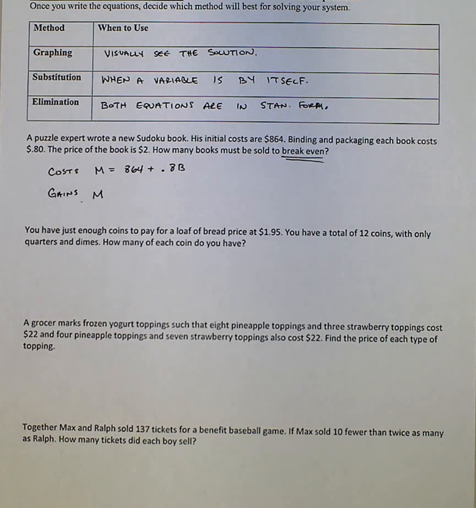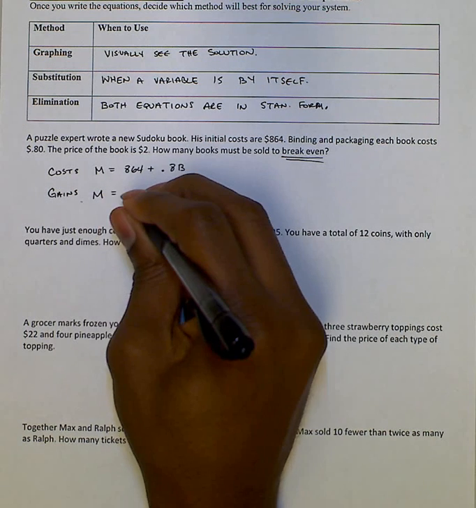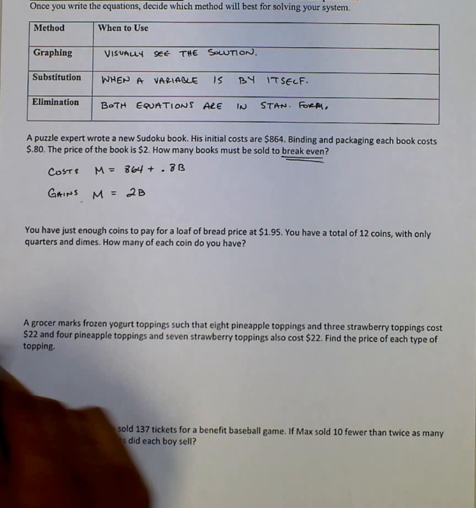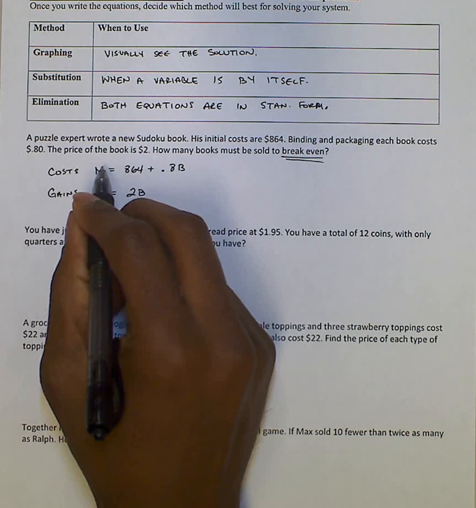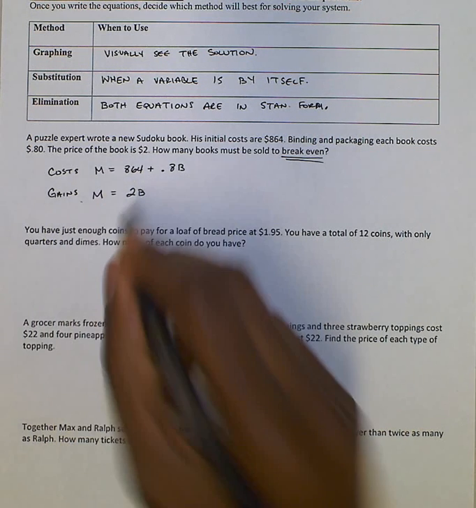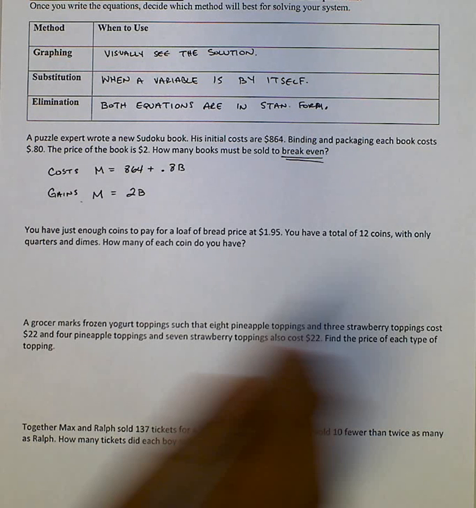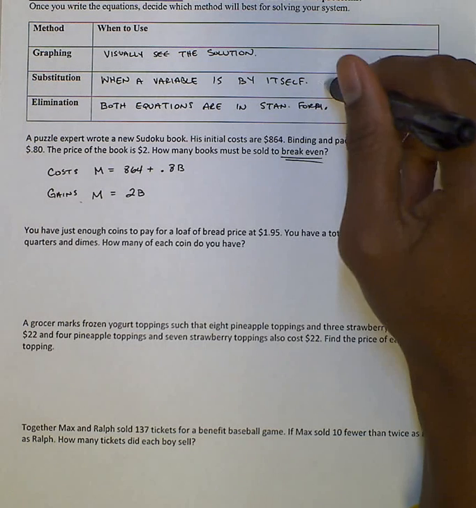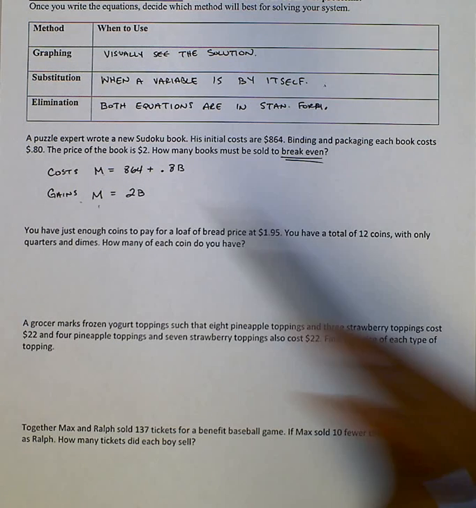The price of the book is $2. That's how we make money. We make money by selling a book for $2 per book. The thing that we don't know is how many books it takes to break even. Two equations that gave us cost and gains, and so now we have this system. This system is set up for us really to solve by substitution. Notice that in both equations we have m by itself.